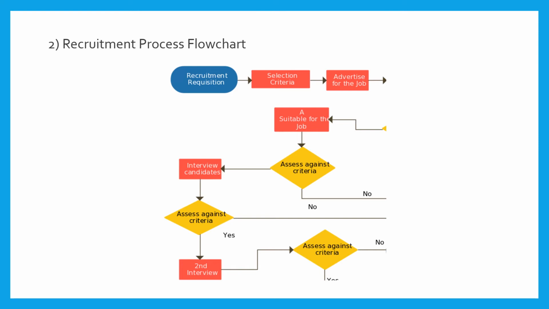Recruitment process flowchart. A flowchart of the recruitment and selection process, also called a recruitment workflow, is a diagram that maps out the sequence of recruiting. The flowchart uses symbols and arrows to show you what to do in each step in the recruitment process, starting with receiving a job order and ending with onboarding the candidate.